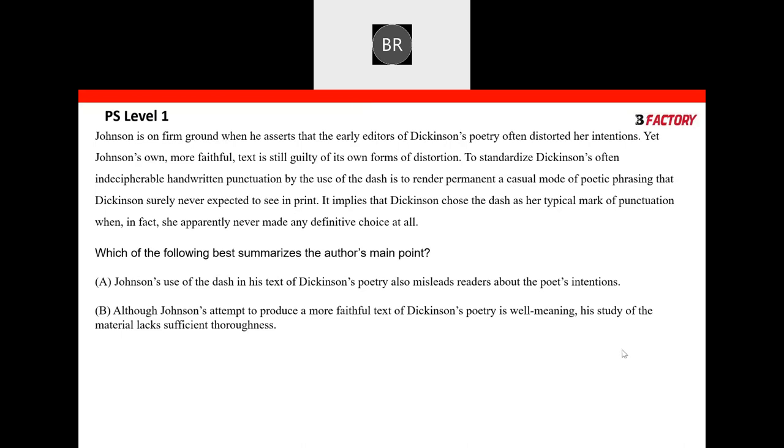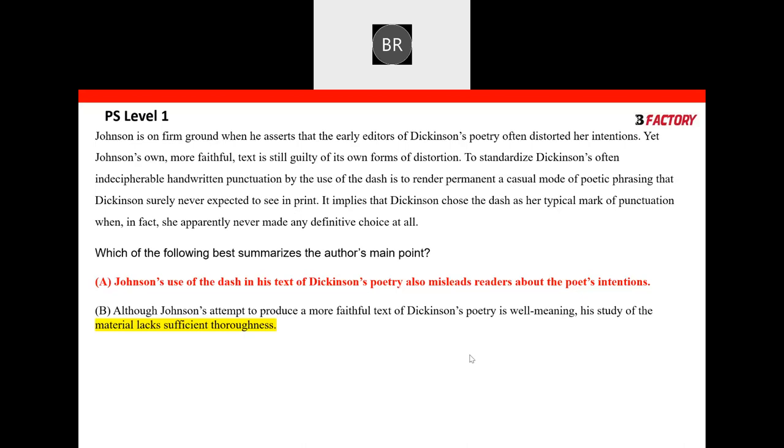All right, chalo, so let's discuss. Johnson is on firm grounds when he asserts that Dickinson's poetry ke early editors distorted her intentions. But Johnson ka bhi text mein distortion hai. To standardize Dickinson's work, Johnson has used dash, as a mark of punctuation, which there was no choice that Dickinson made. So what is the main point? Johnson's use of dash in the text of Dickinson's poetry also misleads readers about the poet's intentions.